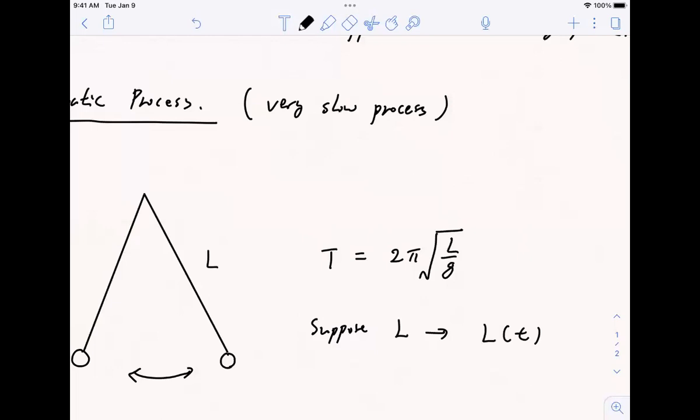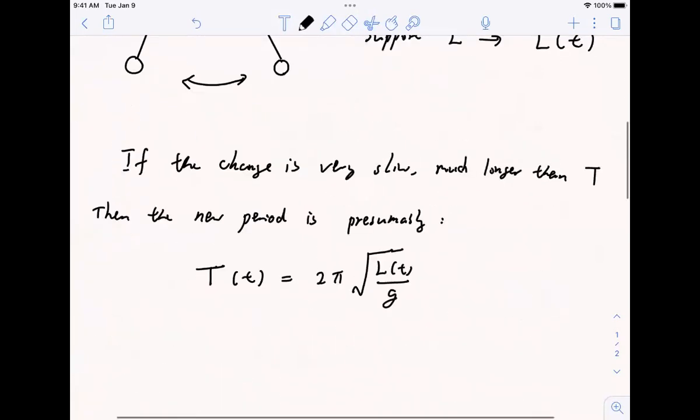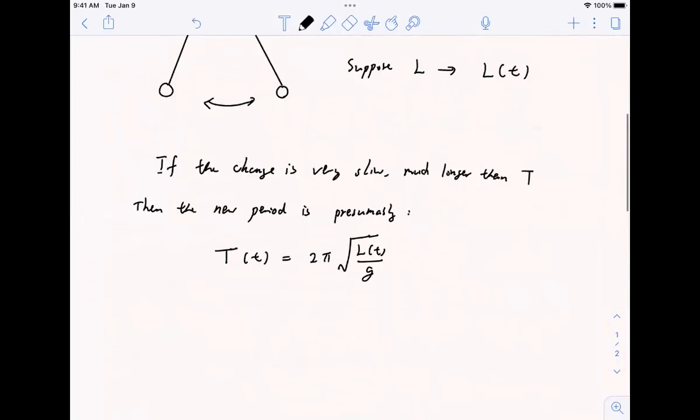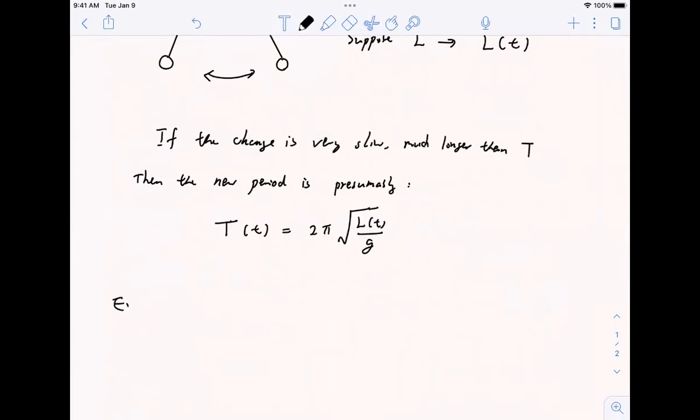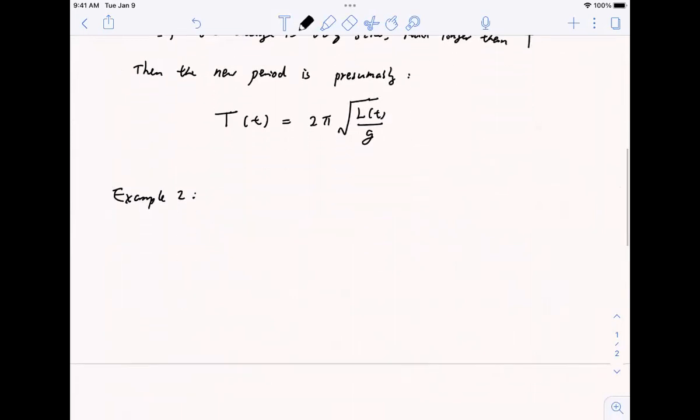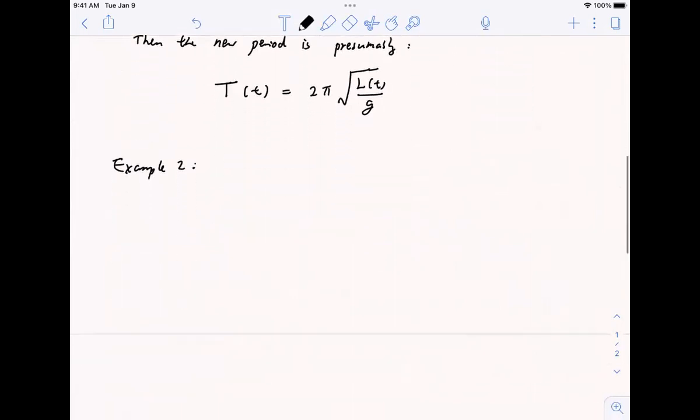So this is example 1. We'll use the pendulum example later. Example 2 is when you have a quantum well. This time we use a quantum mechanics example.